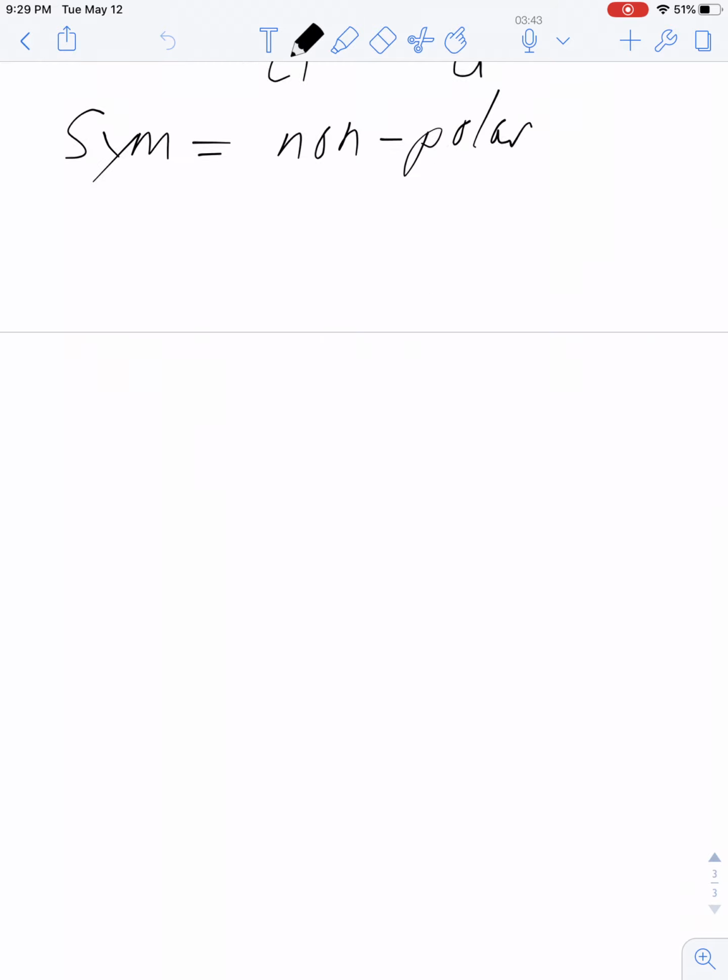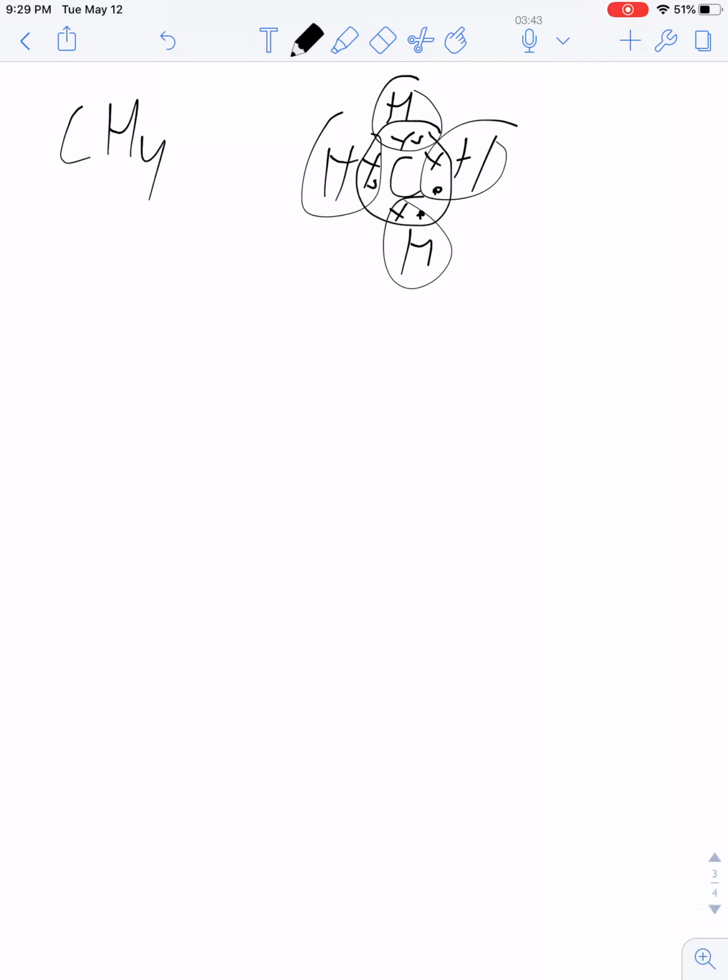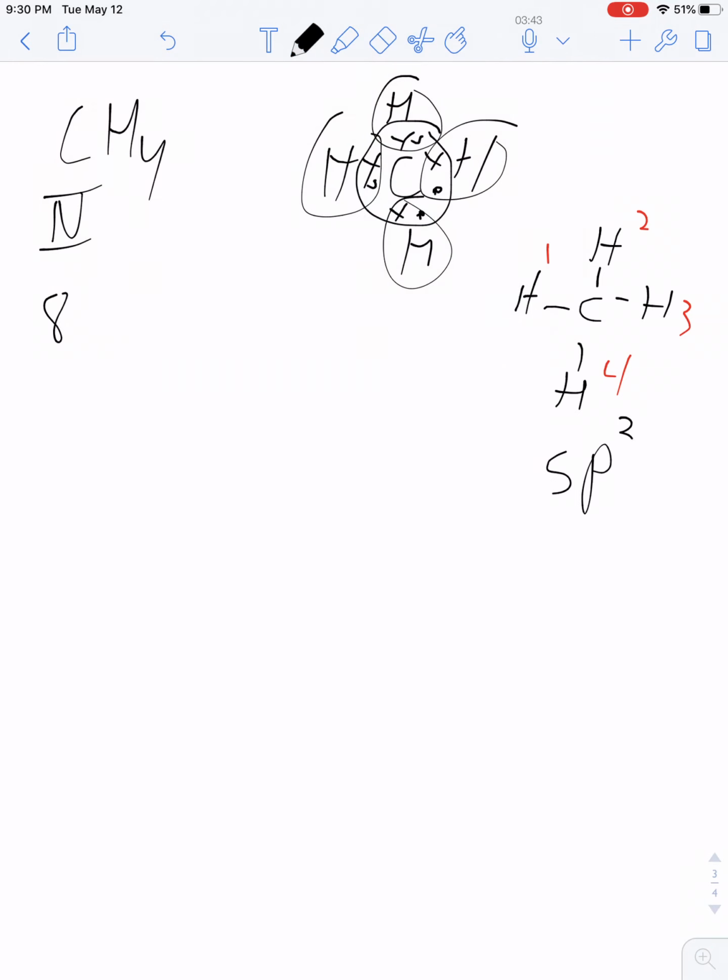All right, let's do methane. Methane has a Lewis dot structure of this. Carbon is in group 4A, so it starts with 4, but it needs 8 around it. The hybridization, there are 4 atoms attached to this thing. So that means my hybridization is going to be sp3, okay?